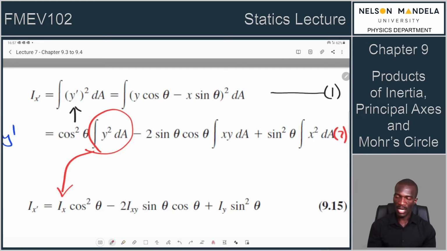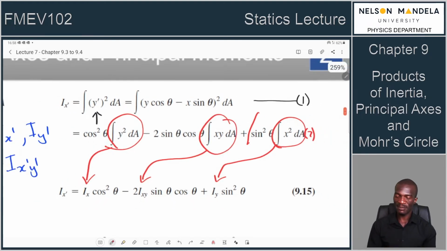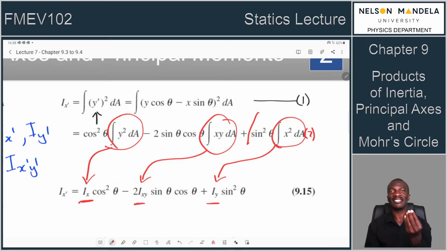How about this term? That's your product of inertia. We discussed that today. So we take our product of inertia and we write it using the symbol. Our 2 sine theta cos theta still remain in the equation. The last one is obviously our Iy, and that is what is there. And then we multiply by that sine theta that we had there. So we now have our equation 9.15 fully describing the moment of inertia in the new system of axes as a function of the moment and product of inertia of the original axis.